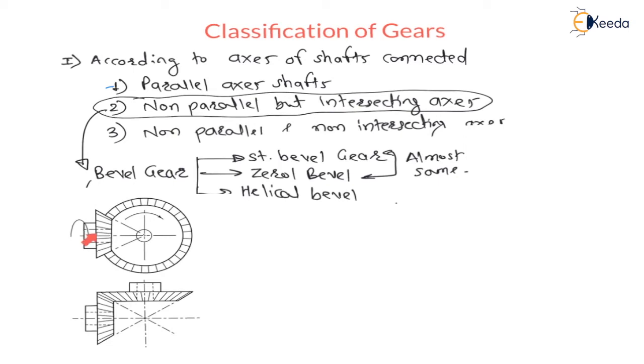You can see here, there is one conical gear and another gear, right? Now the angle between them is 90 degree. See, this is one axis and this is another axis, and the angle between them is 90 degree. Generally it is 90 degree, but we can use more than 90 as well as less than 90, but generally it is 90 degree.